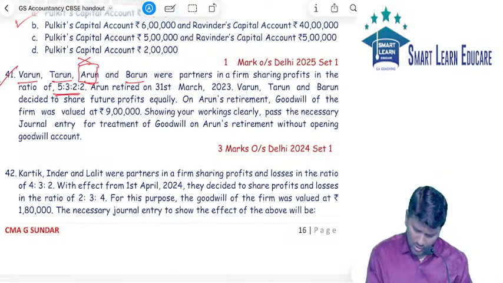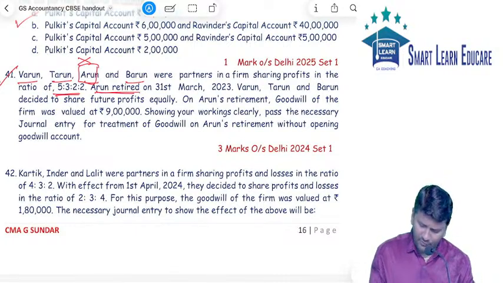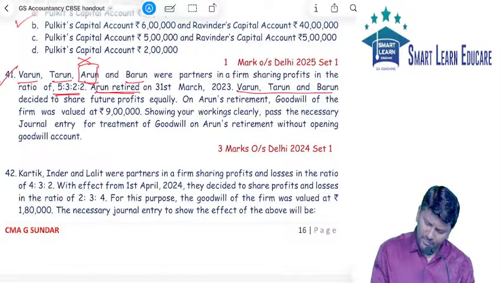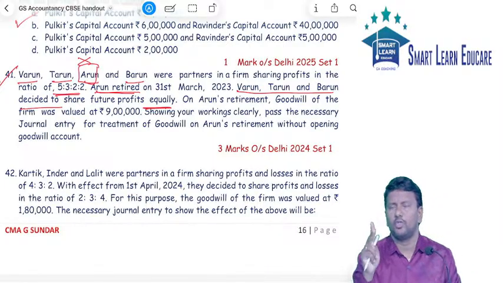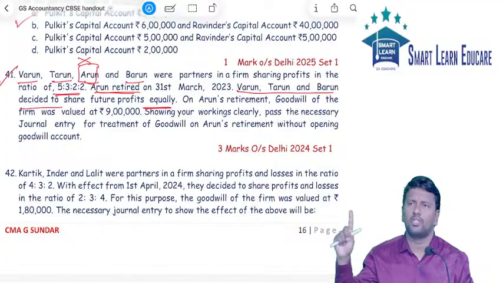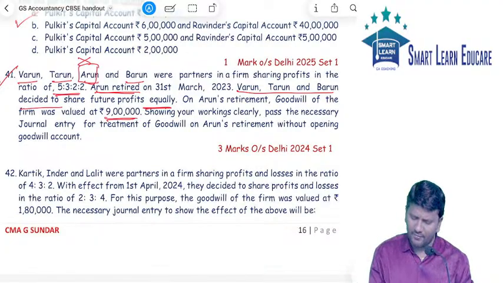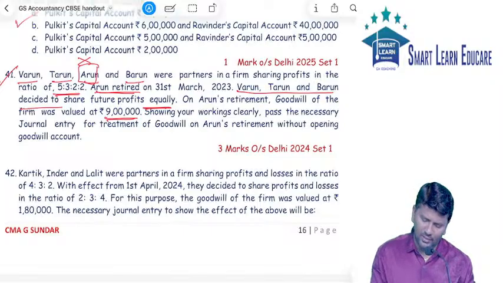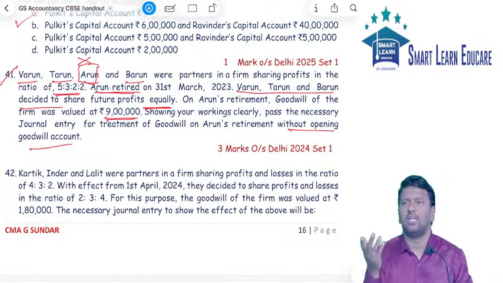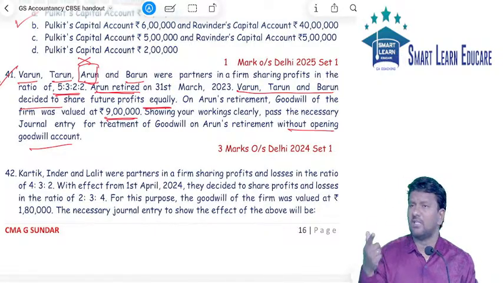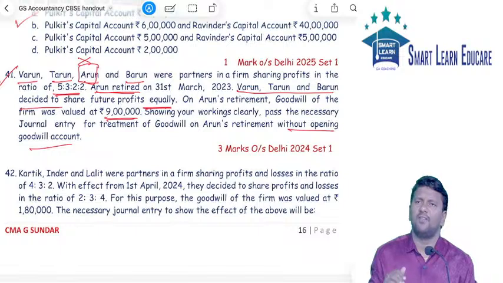Also, one partner retired from the firm and V, T, B decided to share the profits equally. Old ratio we have 5:3:2:2. New ratio 1:1:1. Goodwill of the firm is given as 9 lakh. Now you should pass journal entry for goodwill without opening goodwill. That means you should pass the net entry. What is the net entry for goodwill? Gaining partner's capital account debit to sacrificing partner.